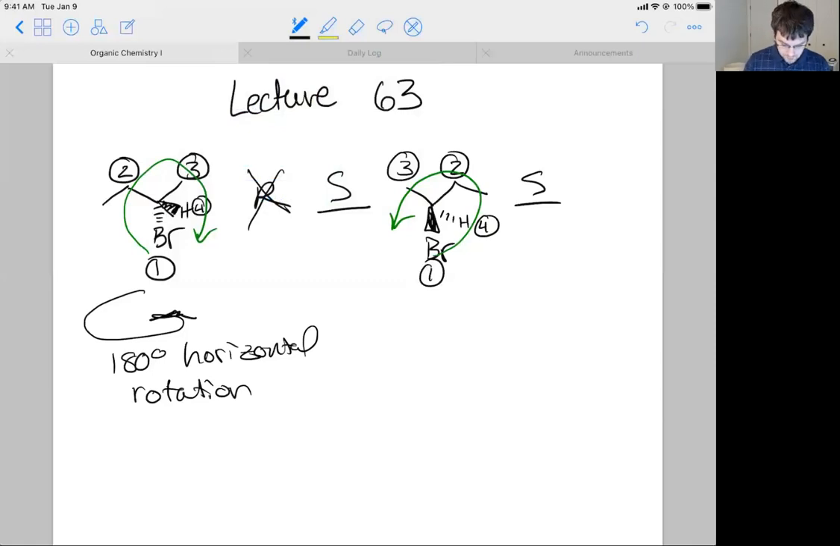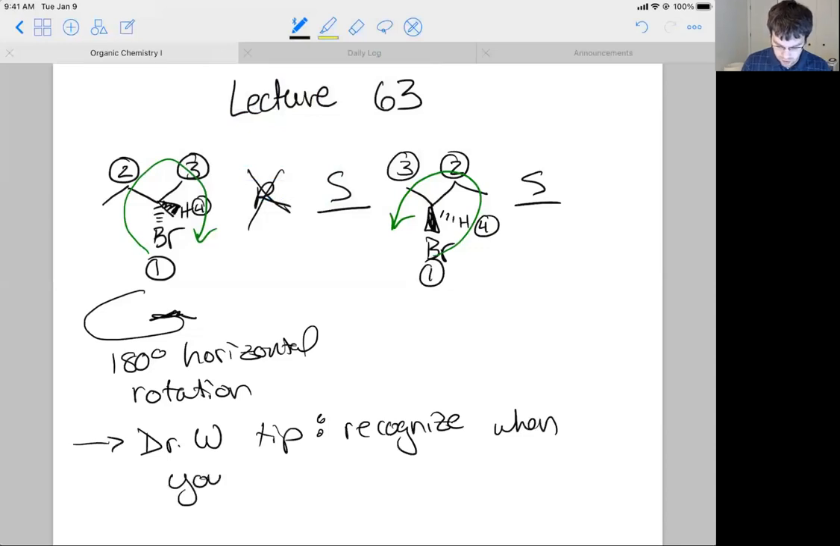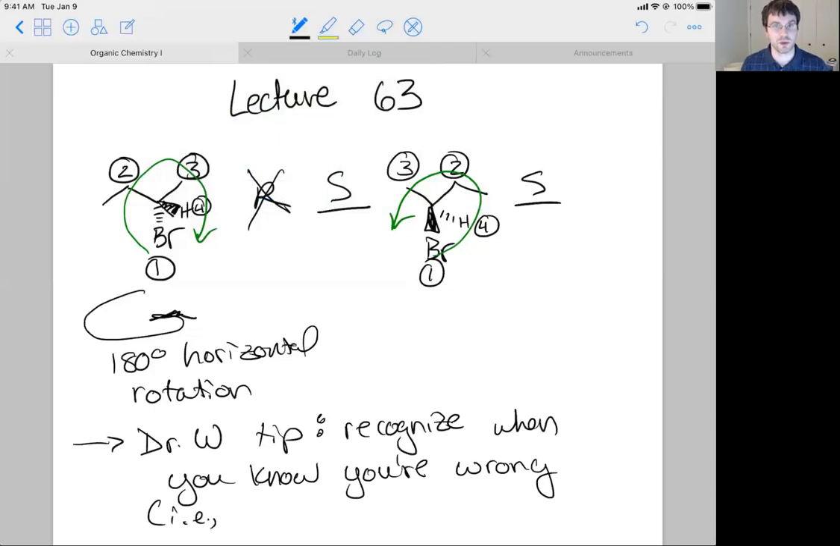So what you can do, a tip from me, is to recognize when you know you're wrong. By that, I mean you don't want to misprioritize. You want to get the 1, 2, 3, 4 correctly, but recognize when your answer is wrong because number 4 is not in the back, to get the right answer.